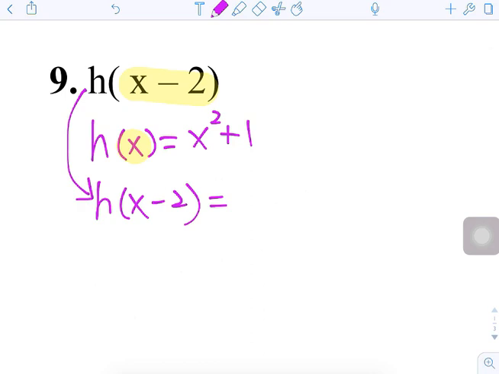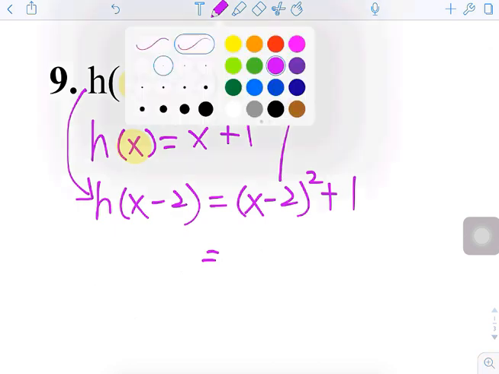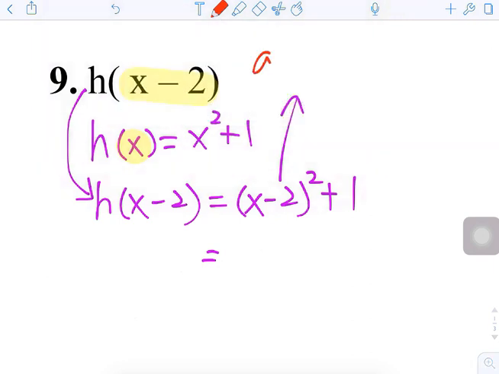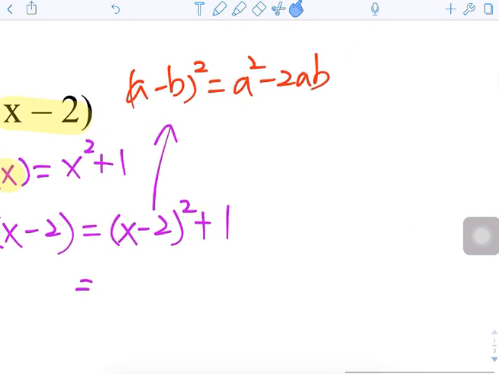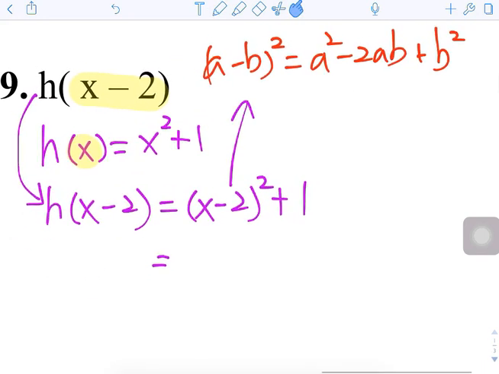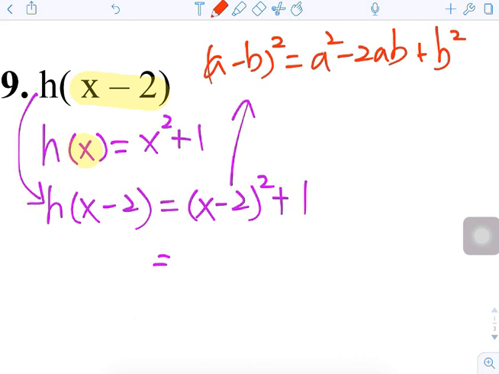So now I'm going to replace x with x minus 2. So every single time I see x, I put, that's right, x minus 2 squared. Oh, not square, x minus 2. So the whole function will be x minus 2. And if you guys remember, this is a formula that I ask you guys to memorize. So a minus b squared, which is a squared minus 2ab plus b squared. Okay? Now let's go back and finish it up.